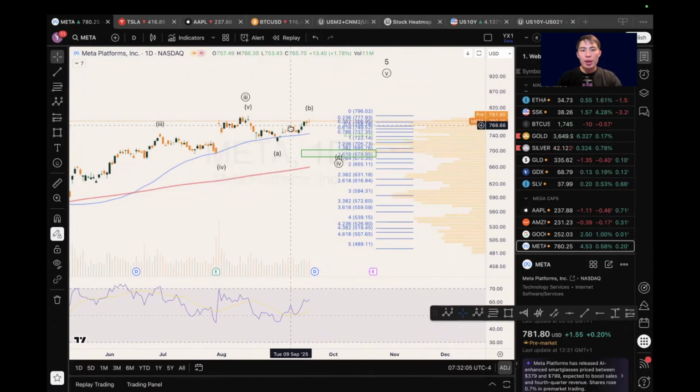So wave B is in three-wave fashion. I think we can invalidate this if we get above around 800, but otherwise there's still a chance we can test 700 in this wave C of 4.